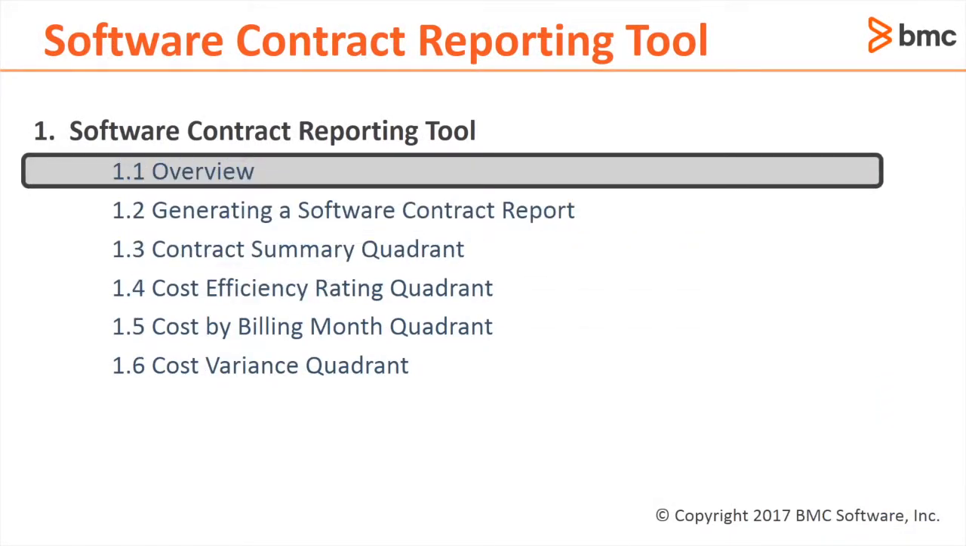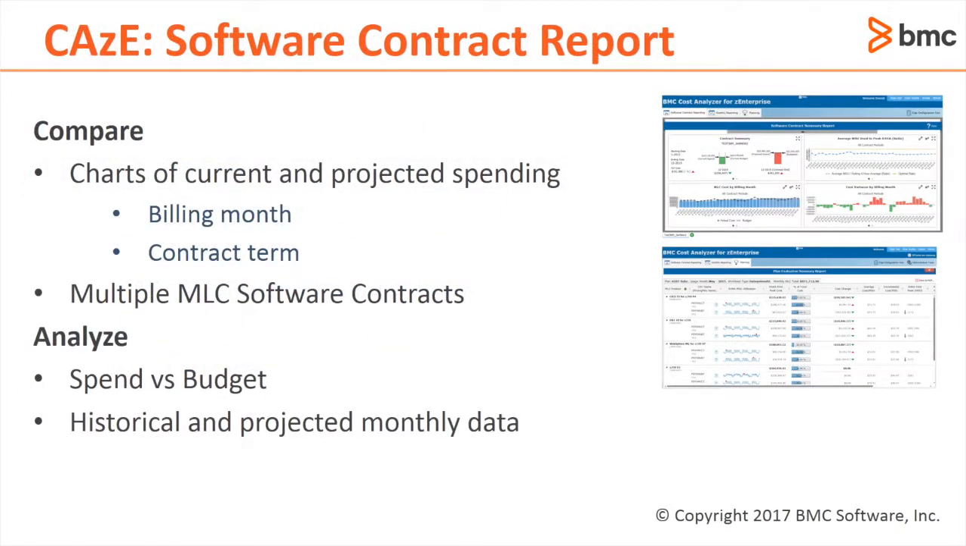The sessions listed will describe the functionality of the Software Contract Reporting Tool, beginning with an overview of software contract reporting. The Software Contract Reporting Tool is used to generate and analyze MLC software contract summary reports. Its interactive features provide you with the ability to compare charts of current and projected spending by billing month and contract term. Both historical and projected monthly data is compared against monthly budgeted allocations from an overall environment perspective, or even drill down to see trends at an LPAR, workload, or product level.